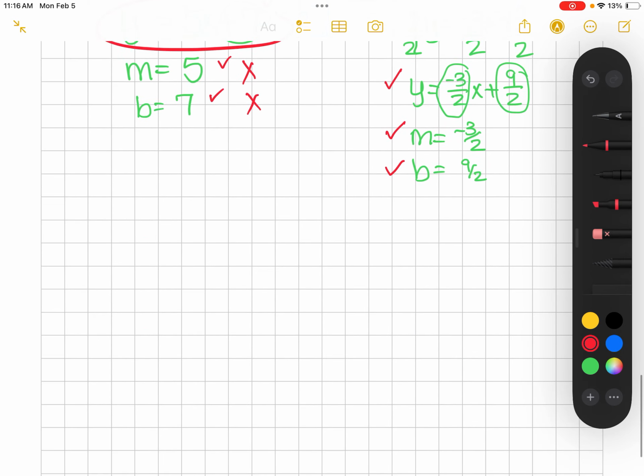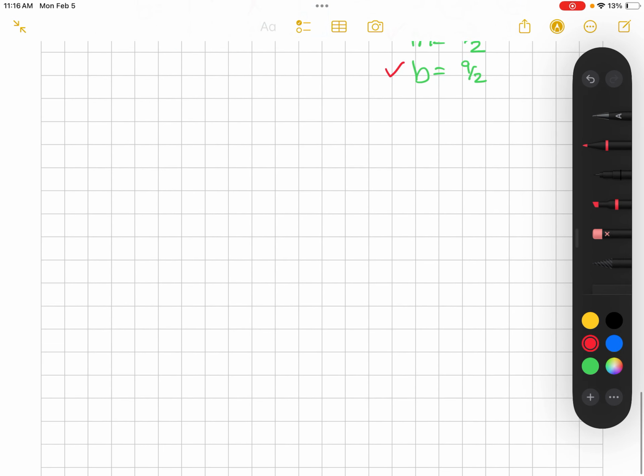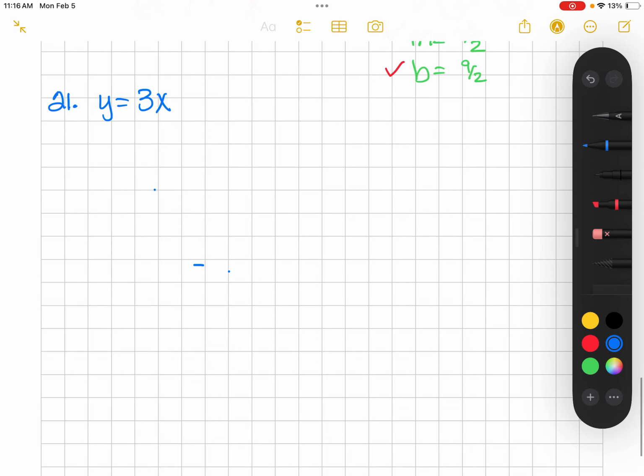Okay, the next section is use the slope and y-intercept to graph each equation. So these are super easy, but I still have some kids not understanding them. So let's go through that. Okay, first I need to have these, all of these are in slope-intercept form. Remember slope-intercept form? We just talked about it. So you know the slope and you know the y-intercept. So on this one, the slope is 3 and the y-intercept is 0.